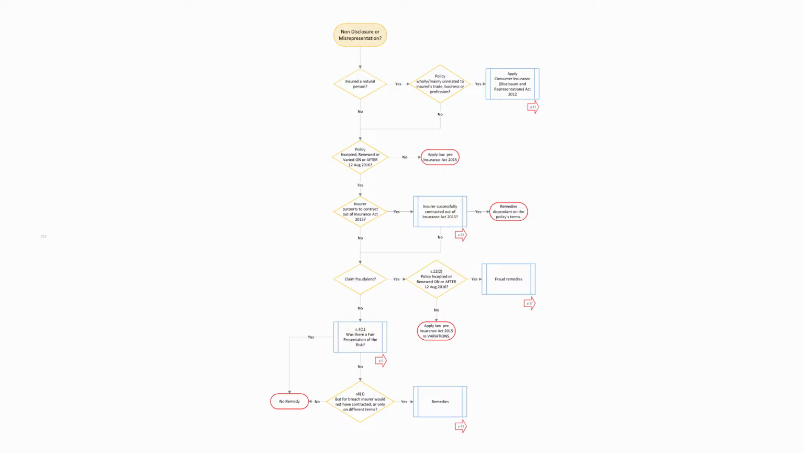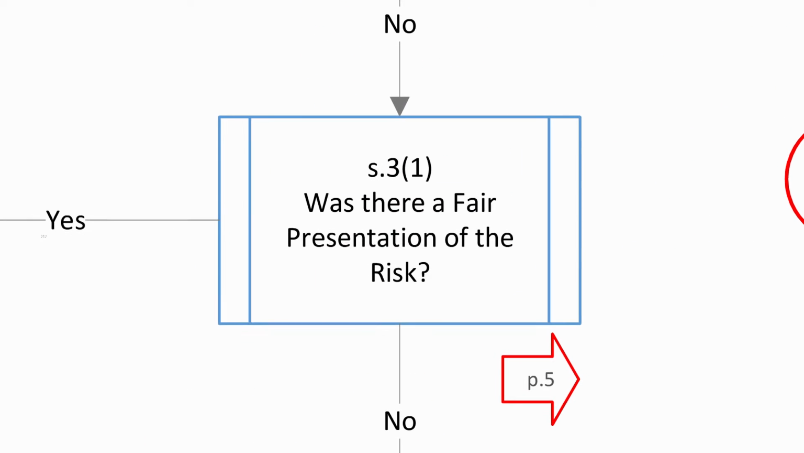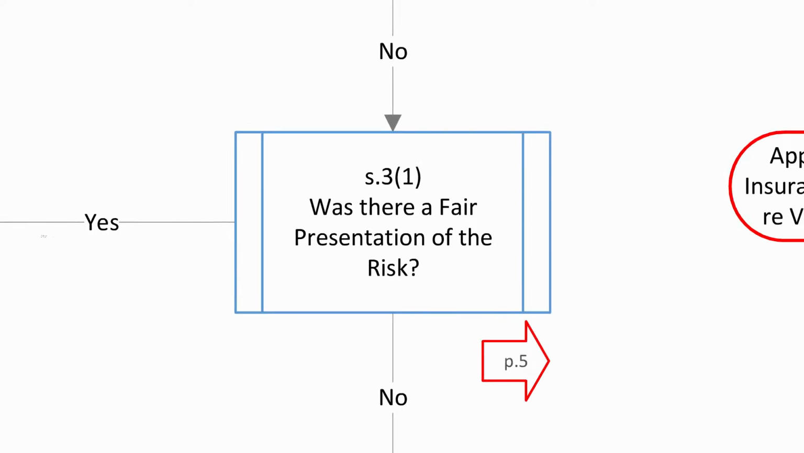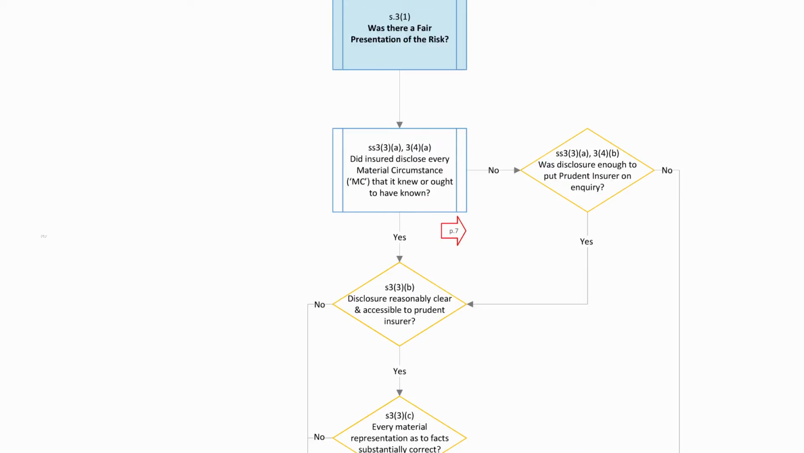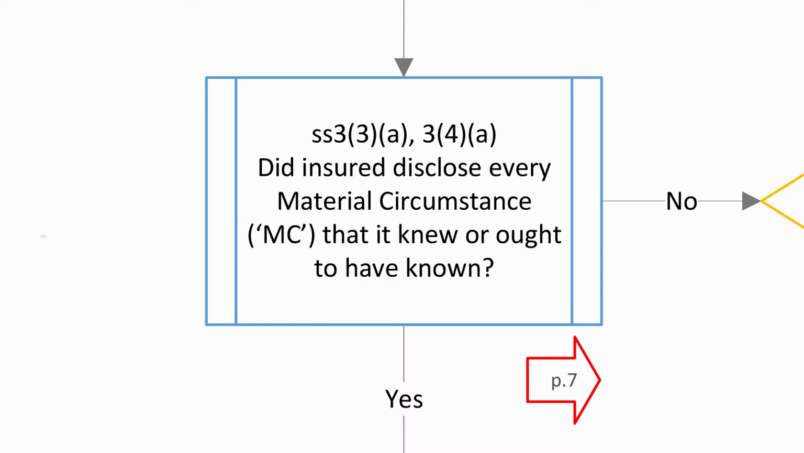In the last video we looked at the overview in relation to non-disclosure and misrepresentation that you'll find on page 3 of the booklet. We considered the insured's new duty and asked whether there had been a fair presentation of the risk. That required you to turn to page 5. We went through page 5 but left one particular box that I said would require further consideration. I'm going to do that now. This is a question of whether the insured disclosed every material circumstance that it knew or ought to have known. For that you will need to turn to page 7 and follow the flowchart there.